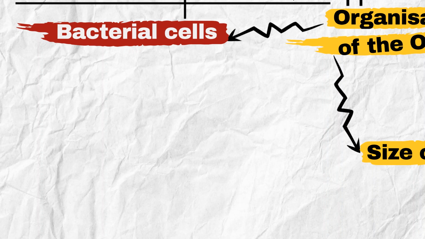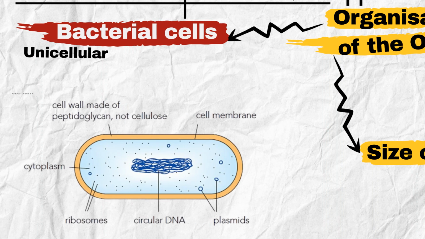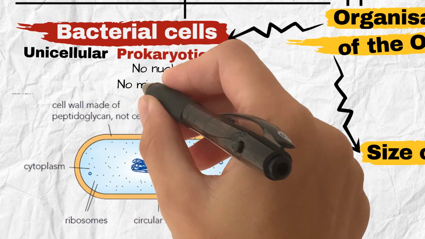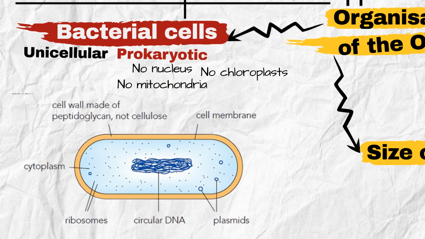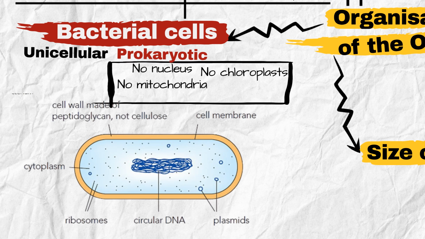In a few words, bacteria are unicellular, prokaryotic. Once you see the word prokaryote, you should say aloud, and with full trust: no nucleus, just free-floating DNA, and no mitochondria. Besides, they also have no chloroplasts. These are the structures this organism lacks.